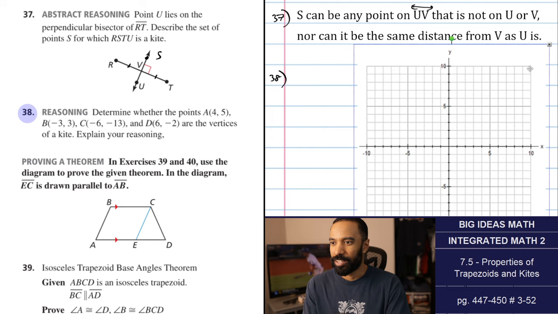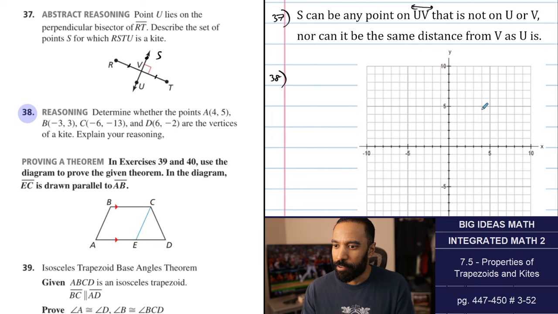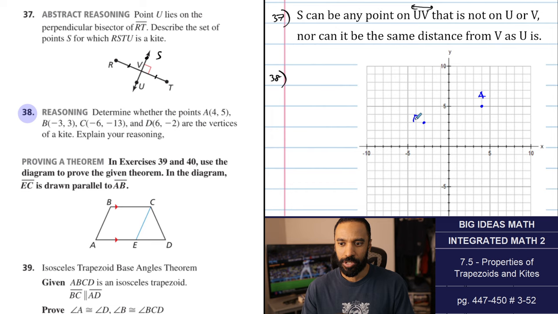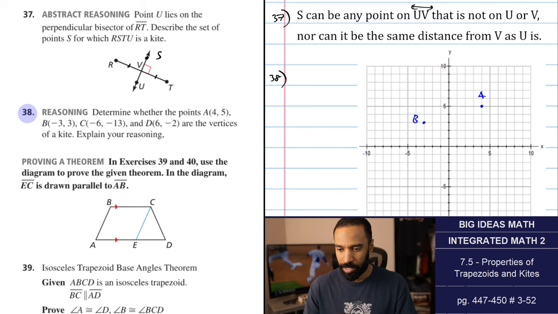Alright. Blue. A is at (4, 5). B is at (-3, 3). You'll notice I don't write the letters to begin with because I don't know where the other points are going to be yet. And it looks like C is down low. So C is at (-6, -13). And D is at (6, -2).